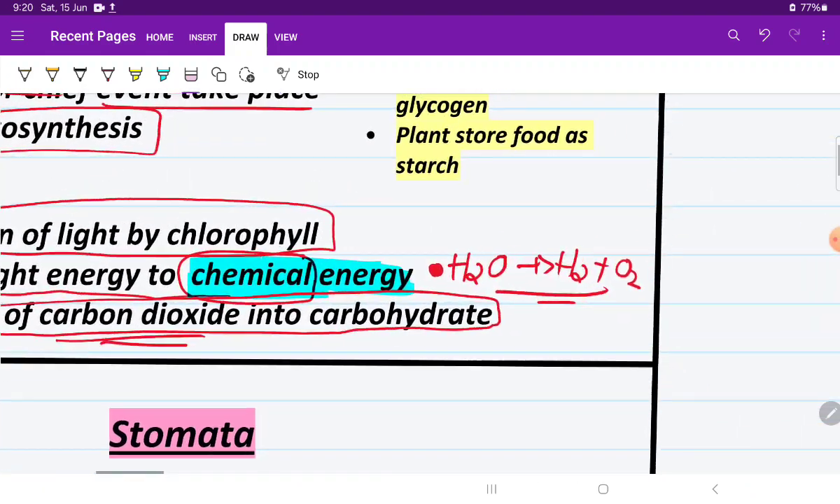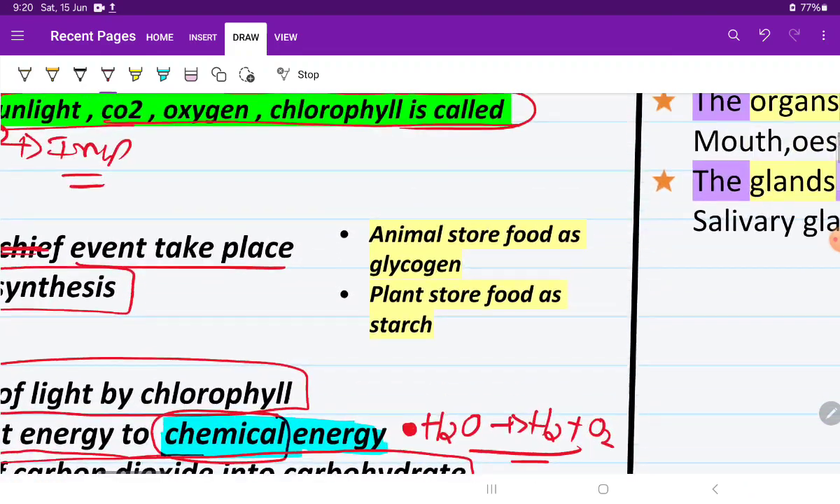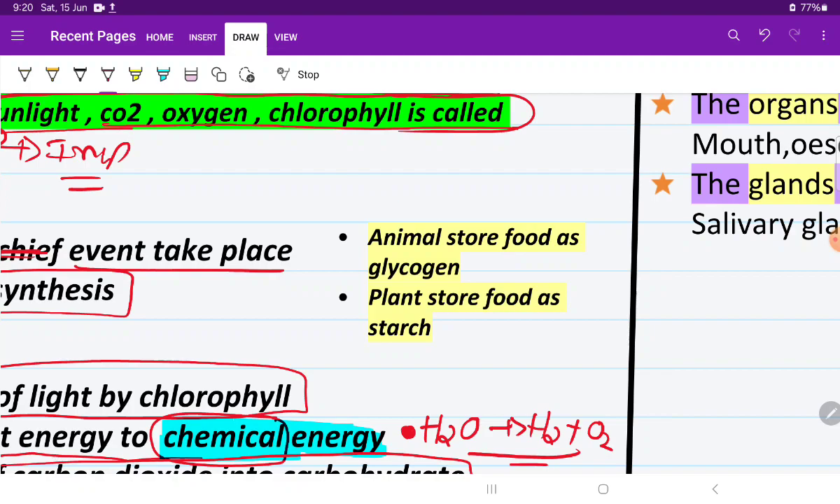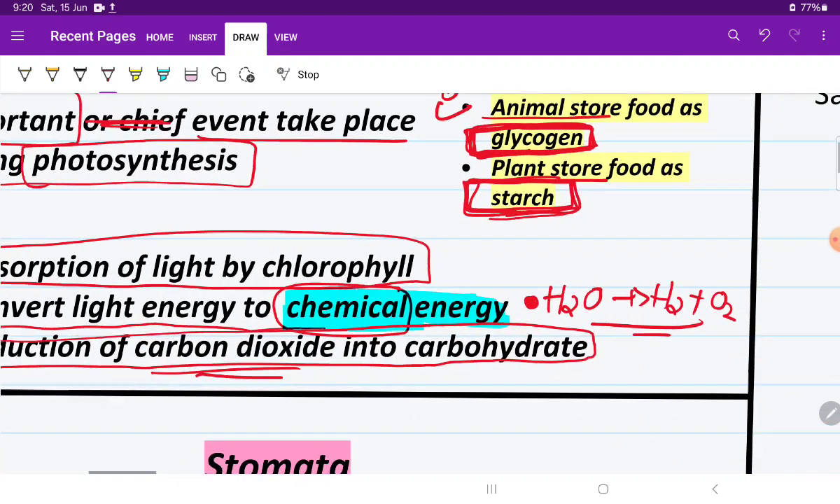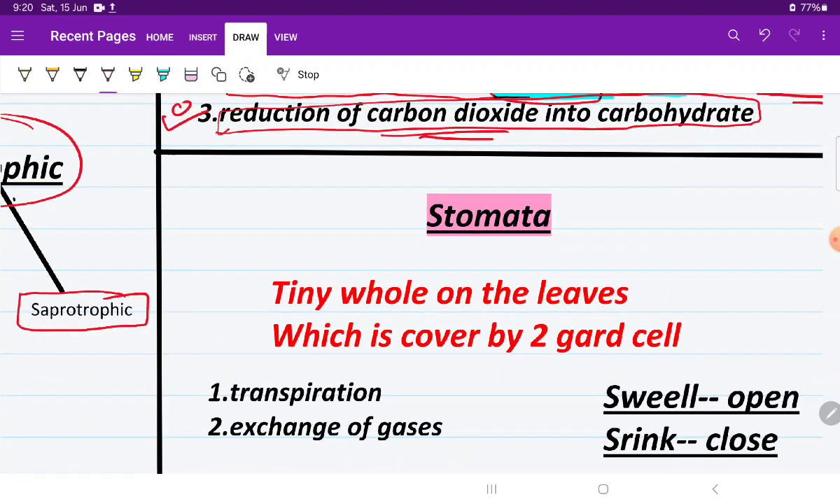Now let's see, this is a general thing. Animals store their food in the form of glycogen. Animals store, that means we store our food in the form of glycogen. This is the important word, learn it. And plants store it in the form of starch. Okay, don't forget this. Students, this can be asked in MCQ.